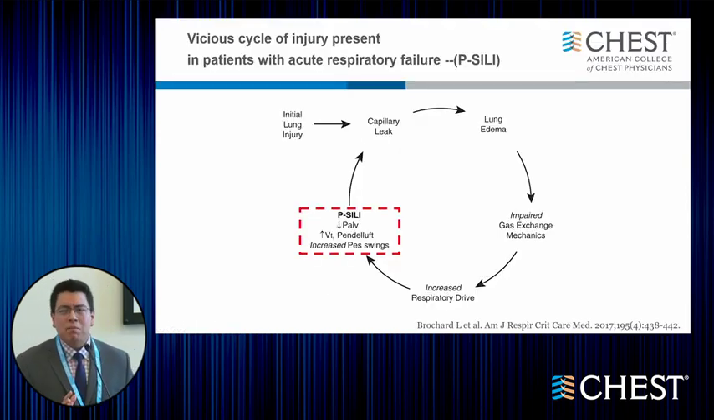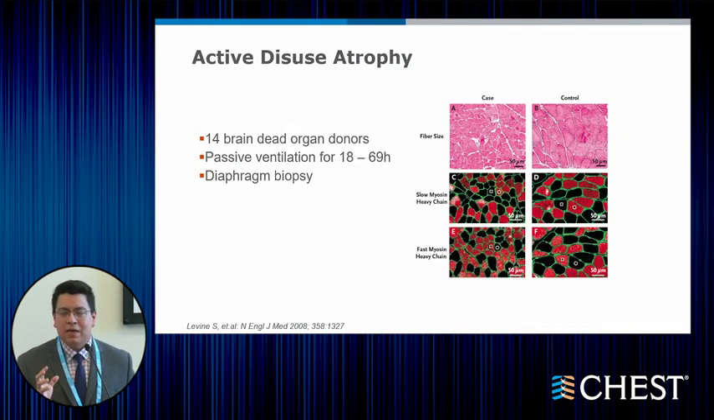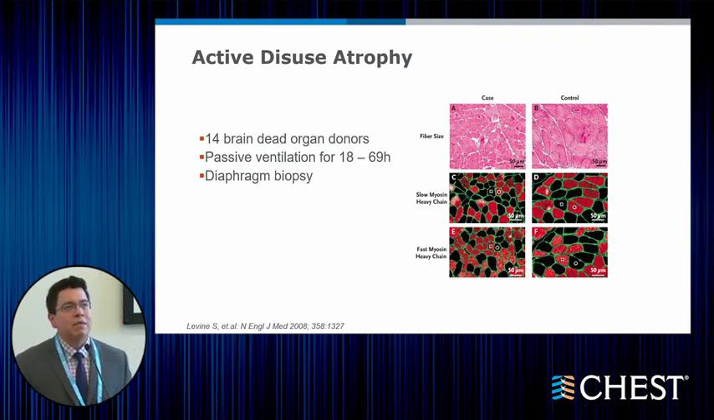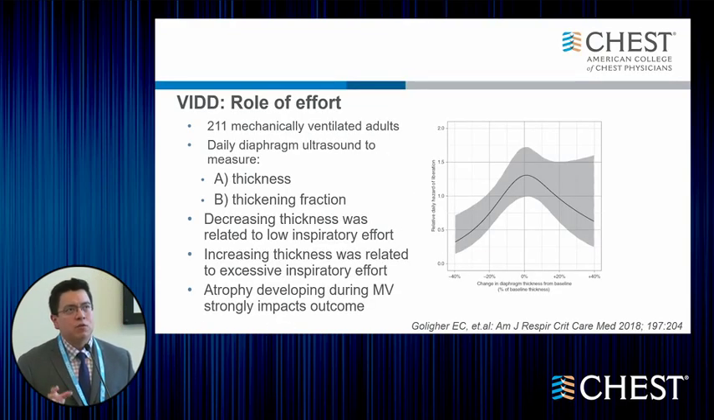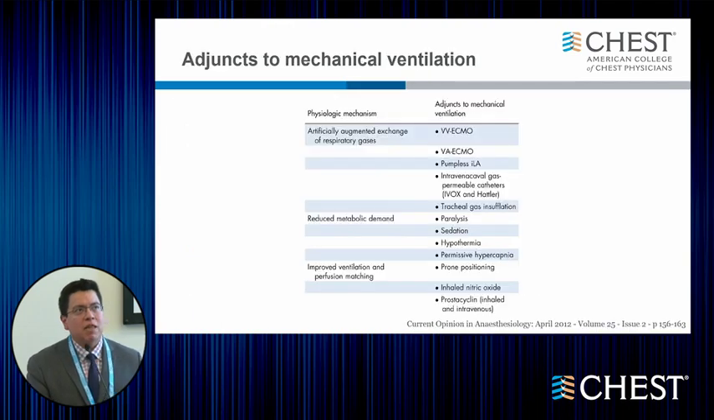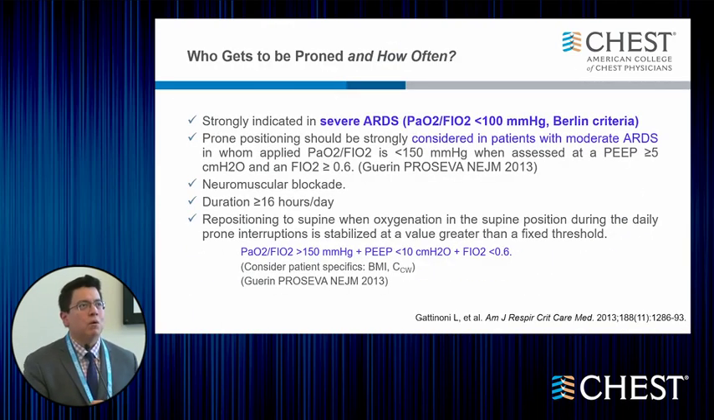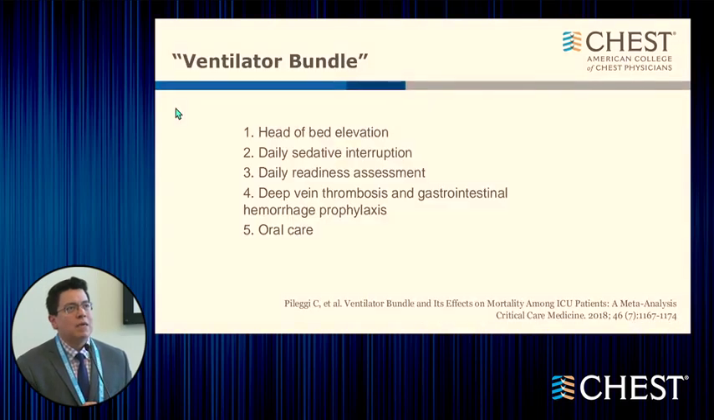So it's important to keep in mind concepts such as patient self-inflicted lung injury and other aspects of the effect of positive pressure ventilation on diaphragmatic muscle atrophy. These are concepts that we are going to leave for your review; they are important, but in the interest of time, we're going to move to the next talk.